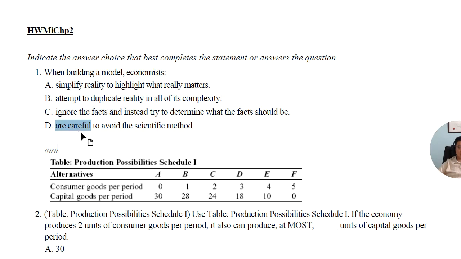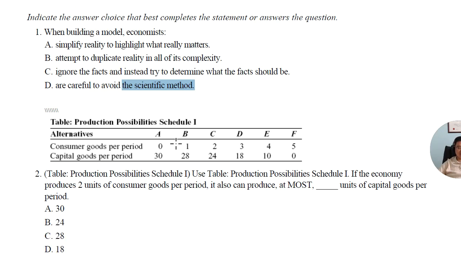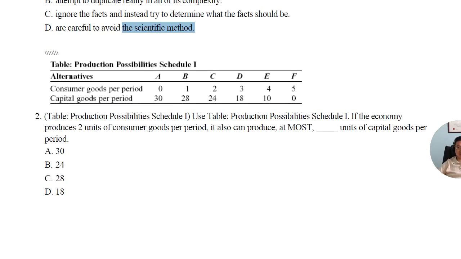How about D? Economists are careful to avoid the scientific method. Economists kind of at least pretend to be scientific. Okay, that's what economists do, pretend to be scientific. Economics has a scientific look. That's what you will find oftentimes.